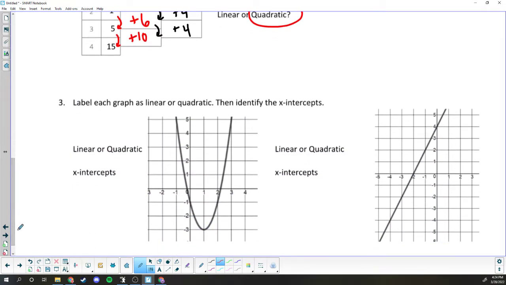Number 3. Another linear / quadratic. This time, instead of from a table, we're using our eyeballs with a graph. Okay. So we have to label each graph as linear or quadratic. We have to identify the x-intercepts. Okay. So this one is easier, so I'm going to start with it. This is a line, believe it or not. If I were to ask you to describe this shape, you would probably say a line, and that should hint to you that it's linear. So that would be your answer here.